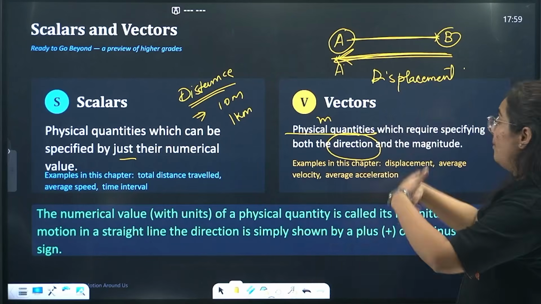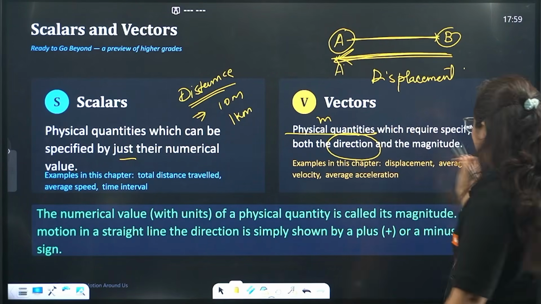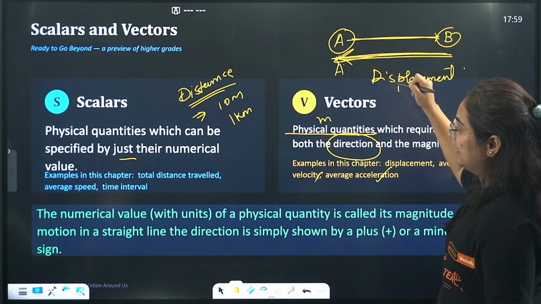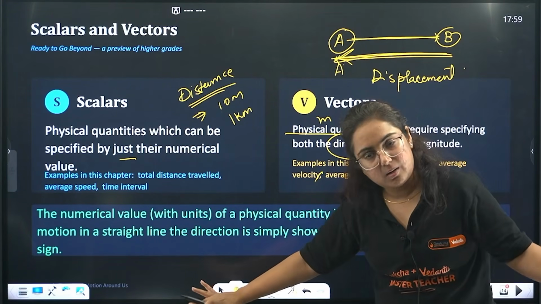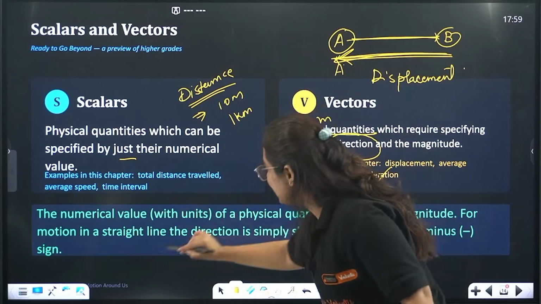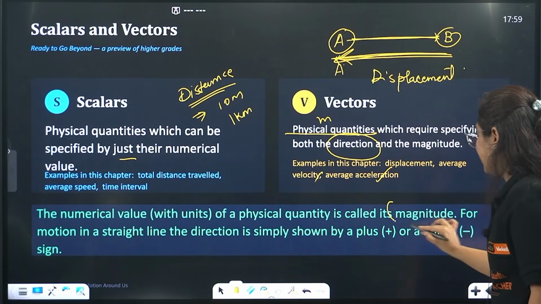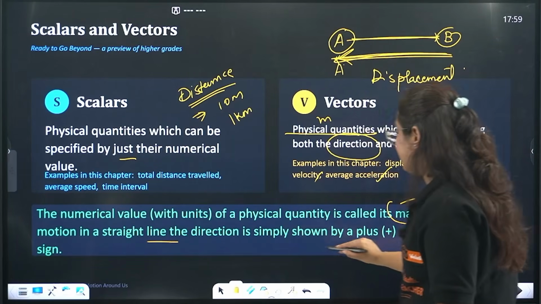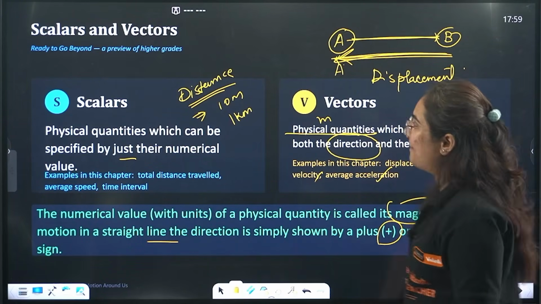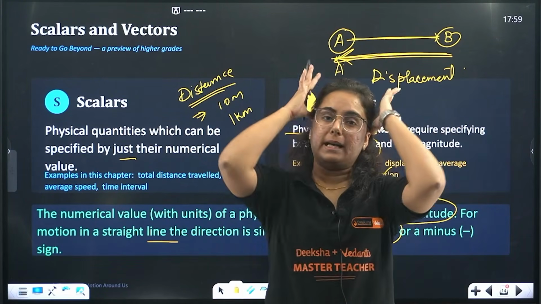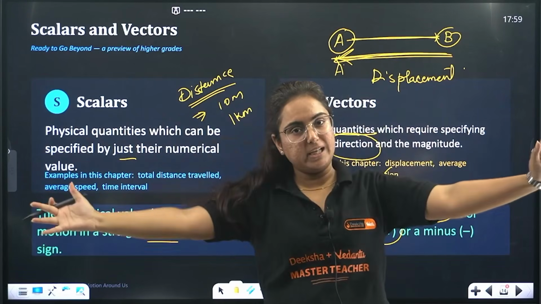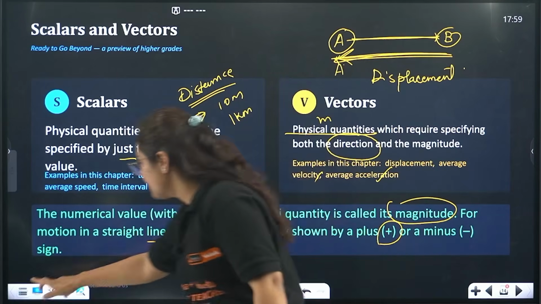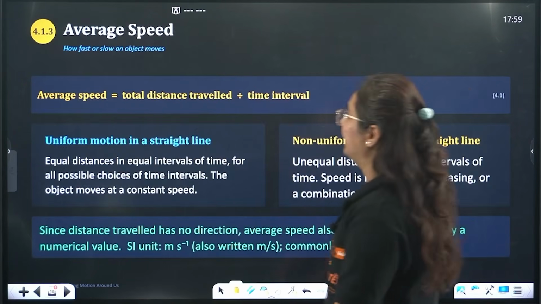We have more vector quantities in the chapter like velocity and acceleration, which actually depend upon this displacement. The numerical value of a physical quantity is called its magnitude. In motion in a straight line, the direction is simply shown as plus or minus. Getting my point? Minus, why? Because the direction changes. Very good. Scalar and vector quantity are cleared to us.